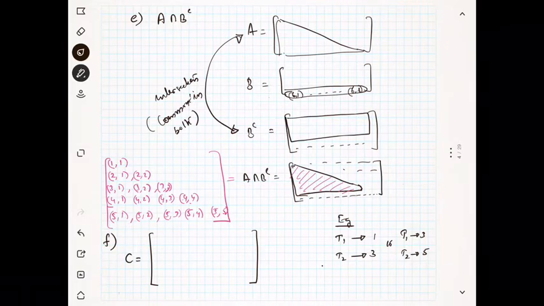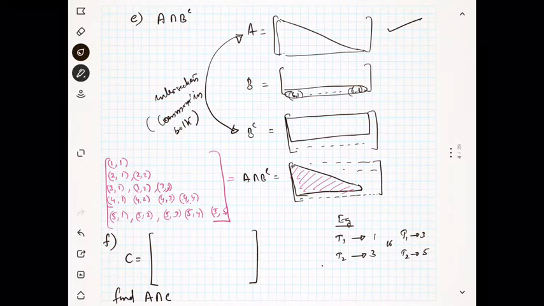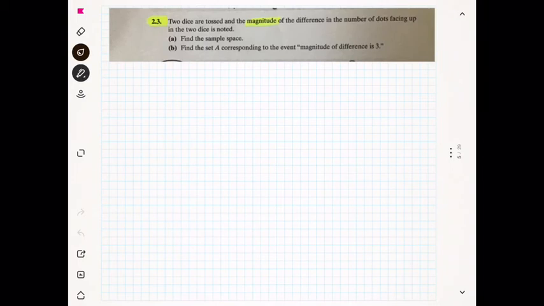After that, find A intersection C, and you know what A is. A is this set, we have already seen. So this can be easily obtained. If you have any doubt, you can discuss with me through the blackboard. Now we will see another problem.